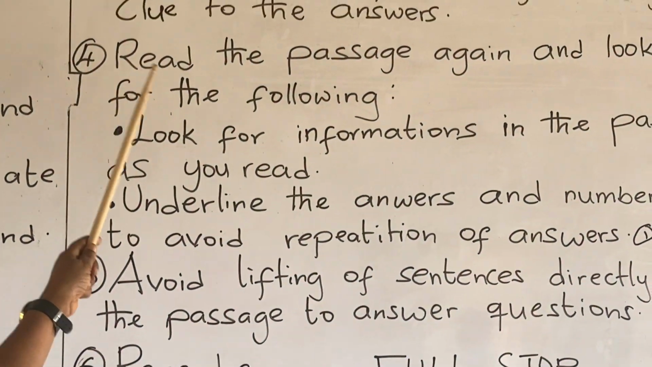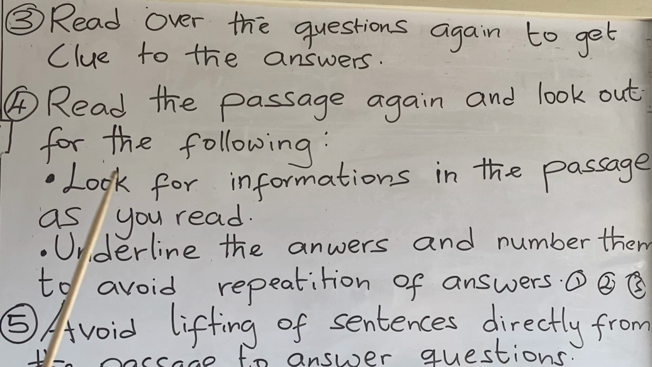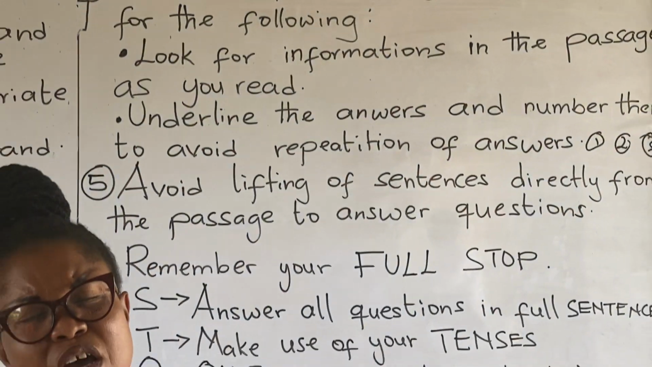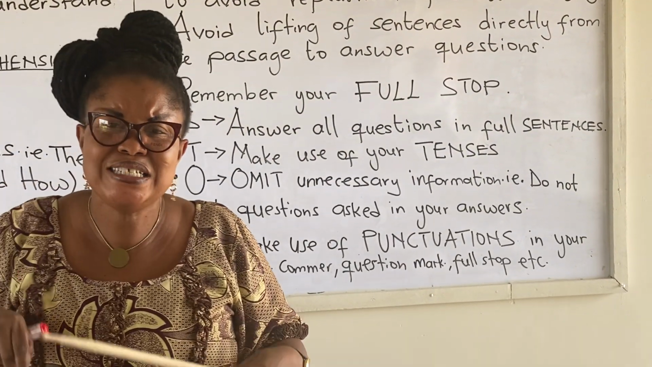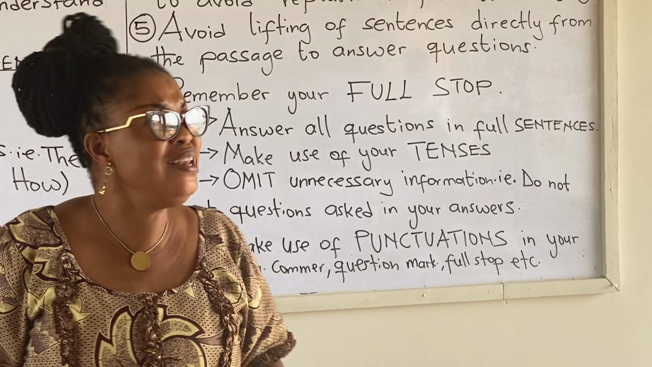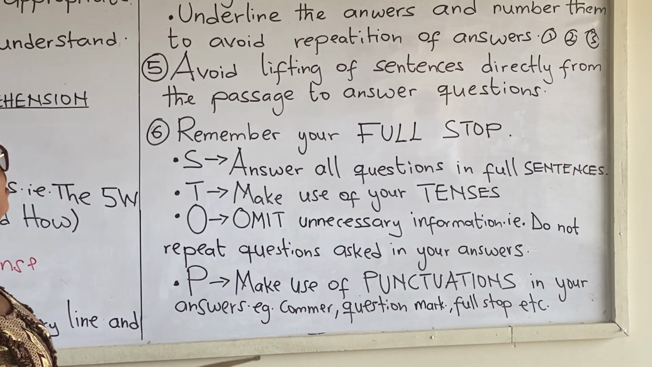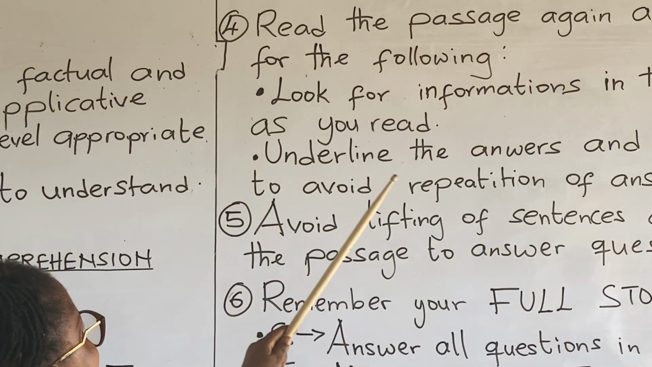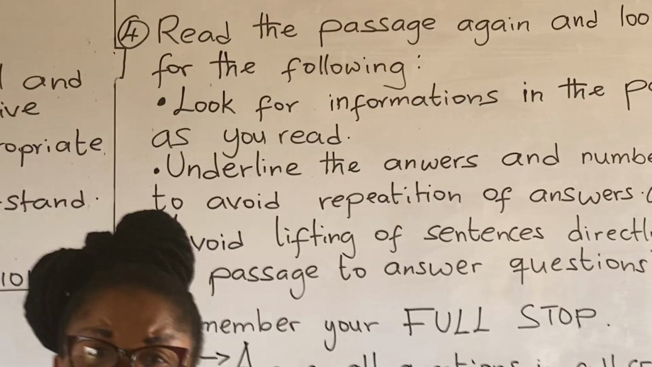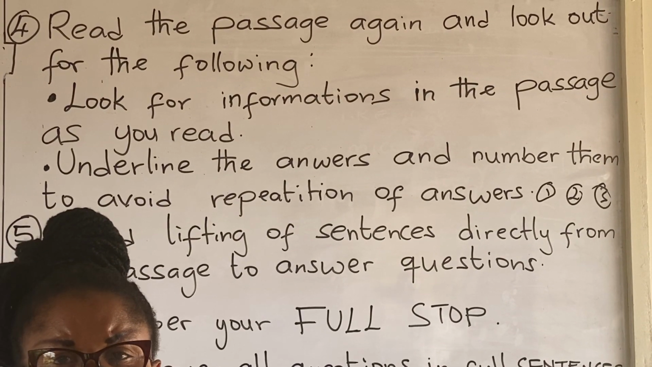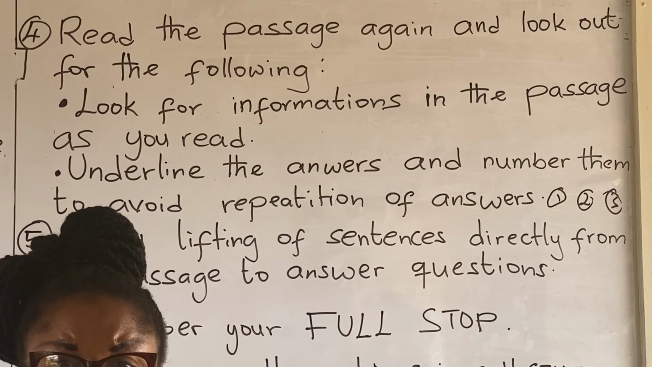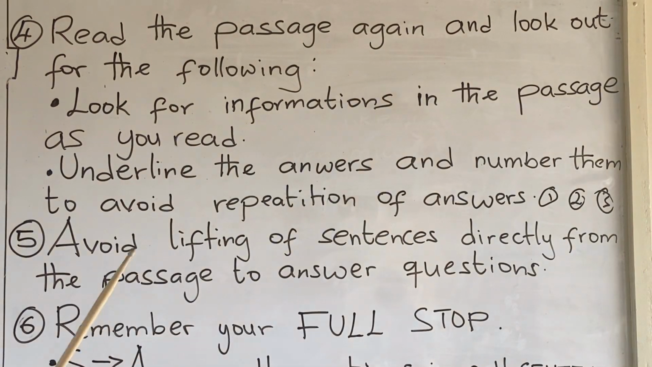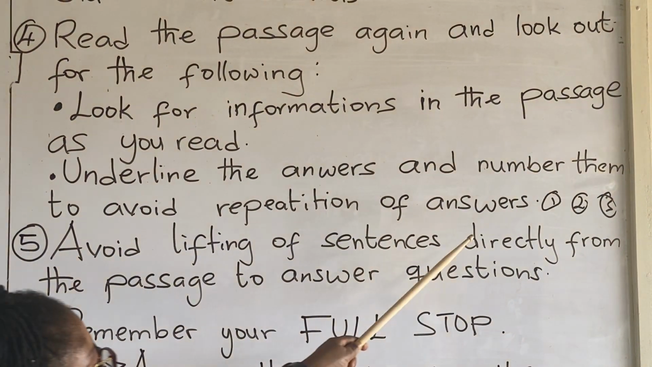Step 4: Read the passage again and look out for the following. After reading the questions for the clues, go back and read it again to get information from the passage. Now, look for information in the passage as you read. As you read again, look for information to the answers to the questions. Underline the answers and number them to avoid repetition of answers.